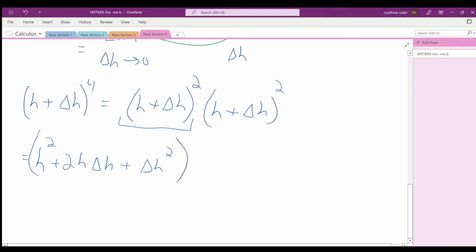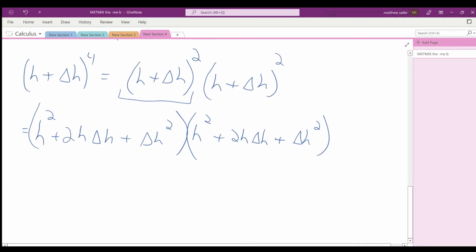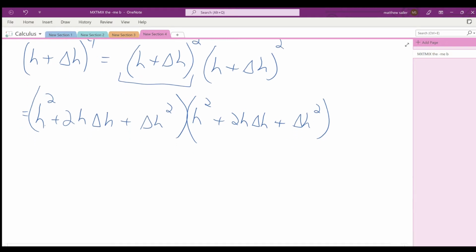And we have one of these multiplied by itself, so we have to multiply this by itself. So 2h delta h plus delta h squared. Alright, I'm going to use some more colors for this because this is a lot of multiplication. So I'm just going to start from the left and work my way right.